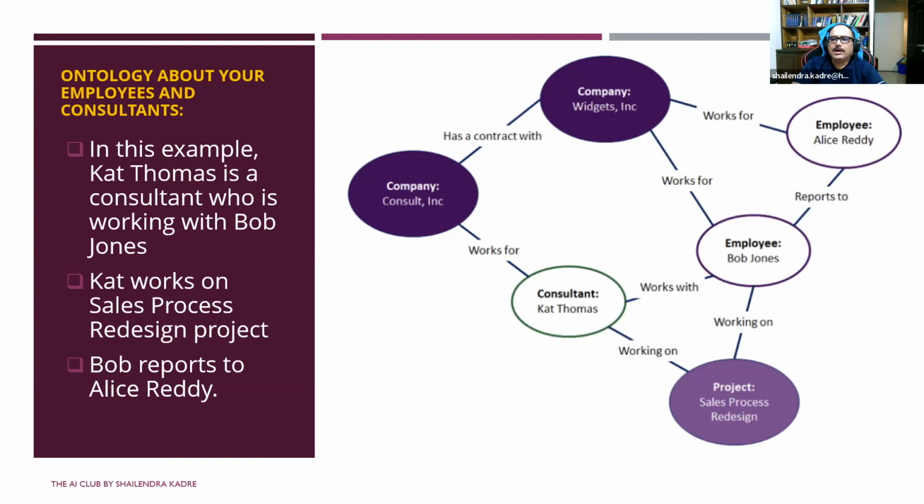your ontology. And see another sentence: Bob reports to Ellis Reddy. On the extreme right hand side on the top there is a name called Ellis Reddy. So Bob Jones reports to Ellis Reddy. So this is another piece of information. Ellis Reddy works for a company called Widget Incorporated. Widget Incorporated has a contract with Consult Incorporated. Like that, pieces of knowledge are combined together. So we are representing it in a simple form, which is a shareable form for a computer. If we do automation, it is a shareable form.